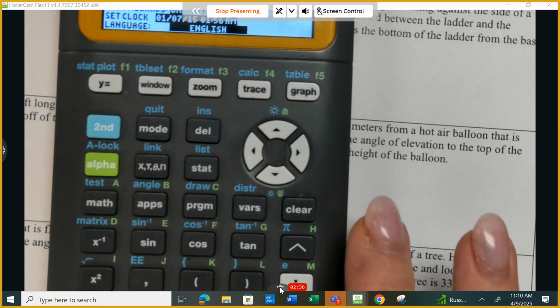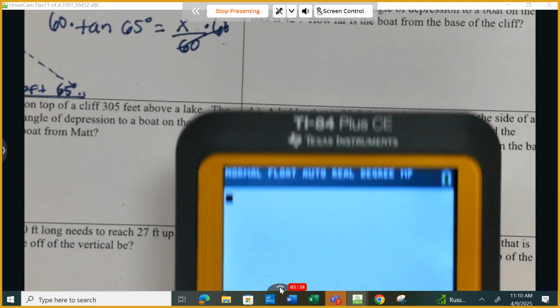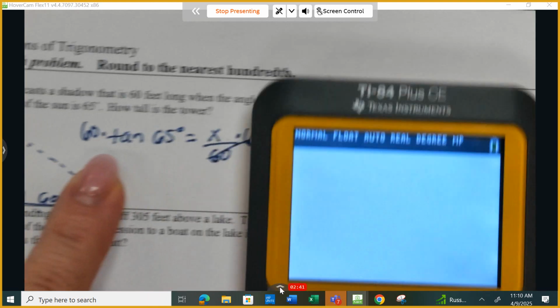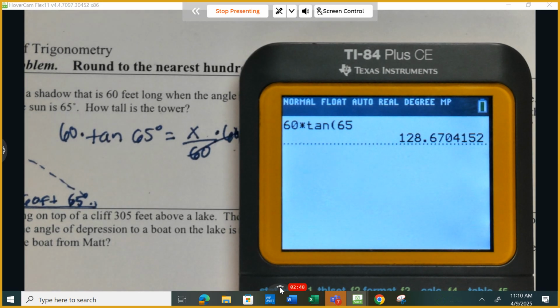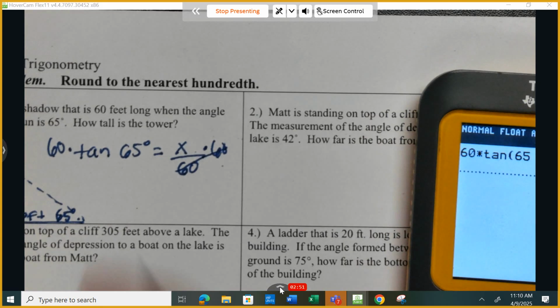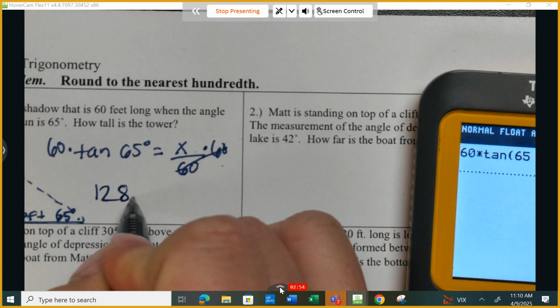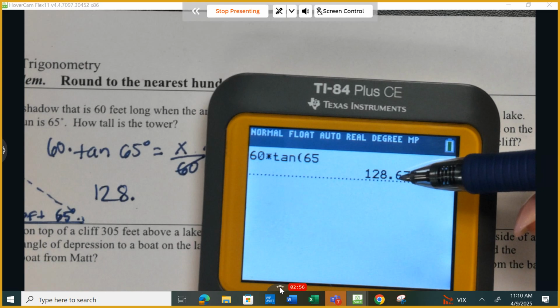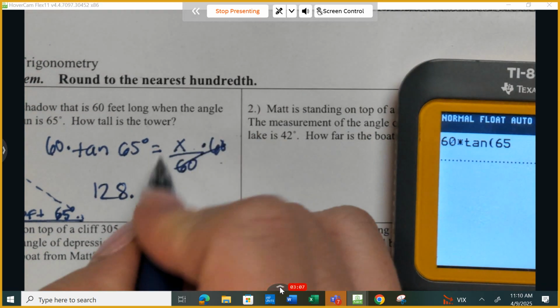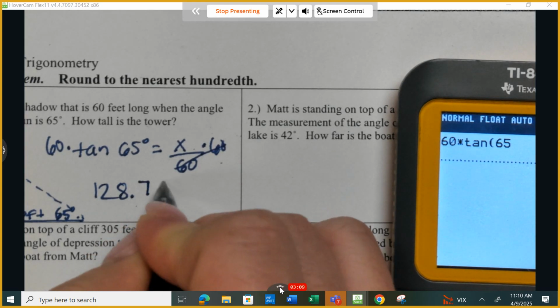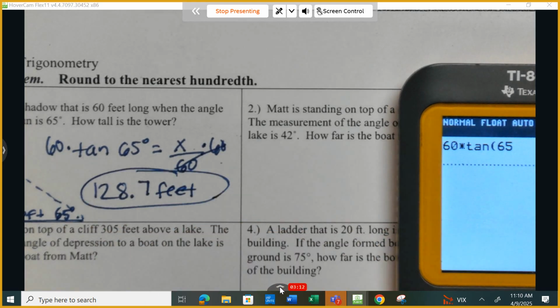When you're done, we can now clear the calculator. We know we're in the right degrees. So how do I actually solve this? I literally am going to plug it in just like I see it. 60 times tangent of 65, enter. And this represents the height of this tower. Now, I'm going to round to the nearest tenth, which means I look at one position past the decimal, and I decide should it stay at 6 or should it bump up. Since the number beyond the 6 is 5 or greater, I'm going to bump up. So 128.7 feet. That's how tall the tower is.